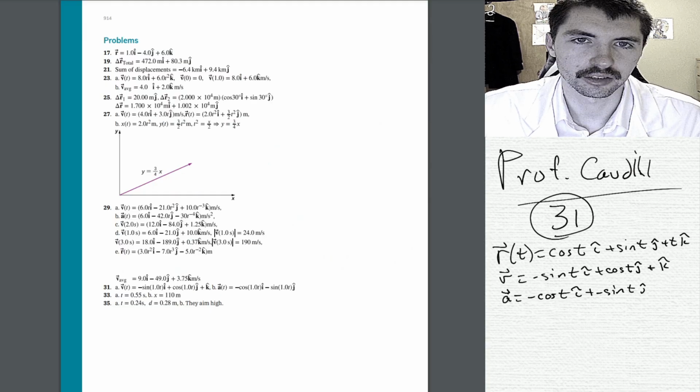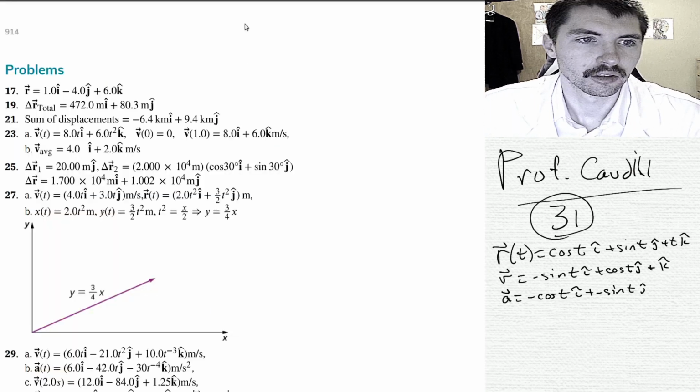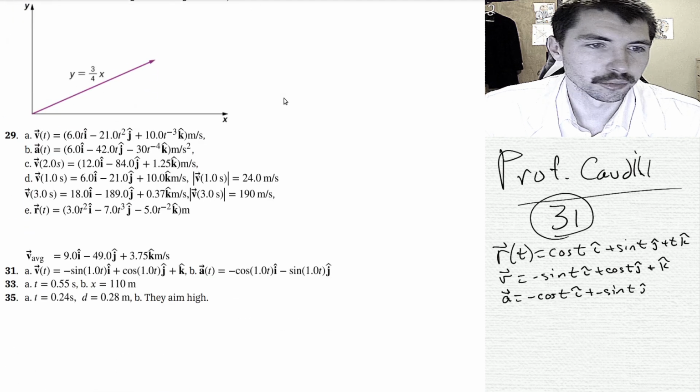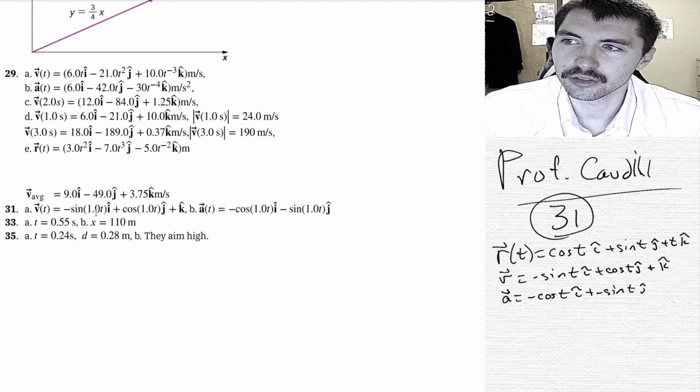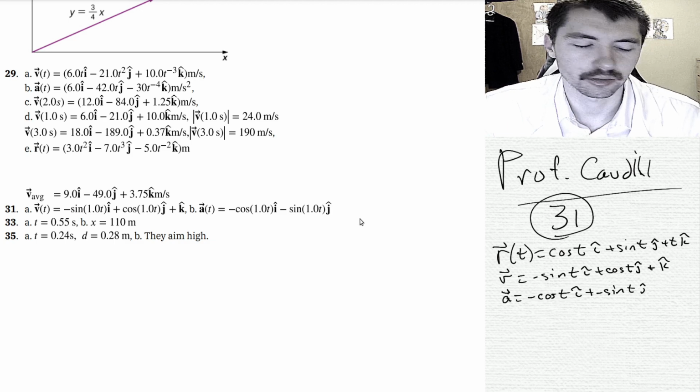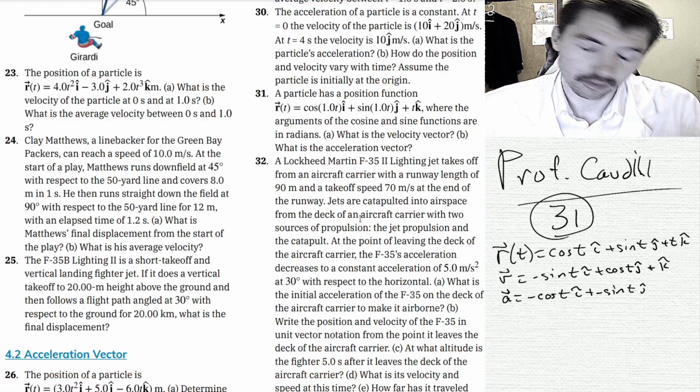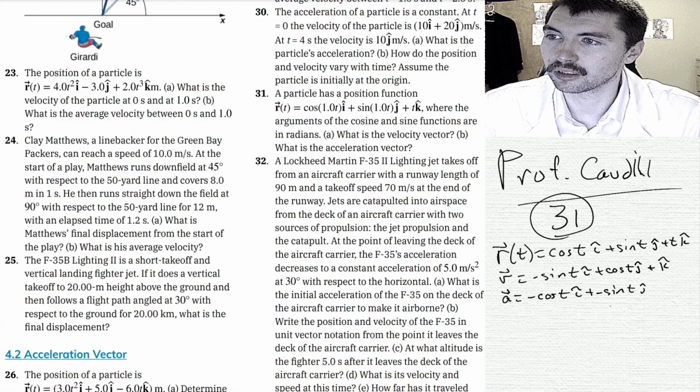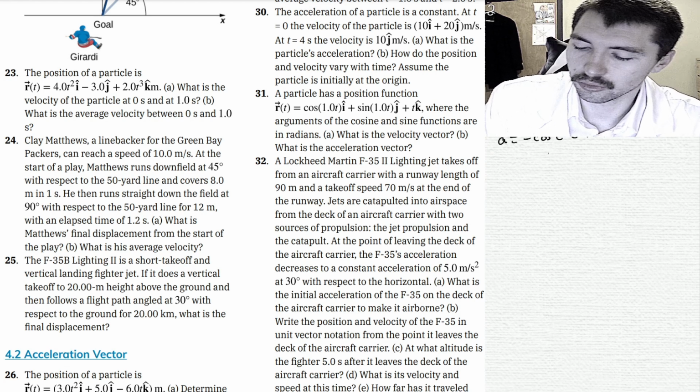So let's see if that's what the book got. 31: negative sine t i, cosine t j plus k. Acceleration: negative cosine t, minus sine t. Okay. Easy, easy. 32.